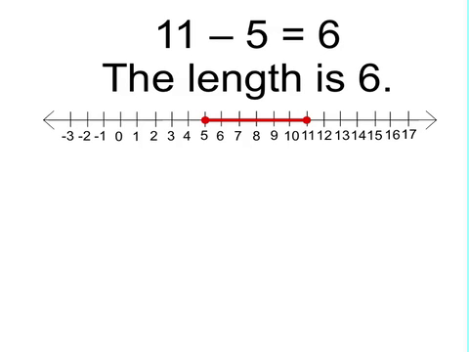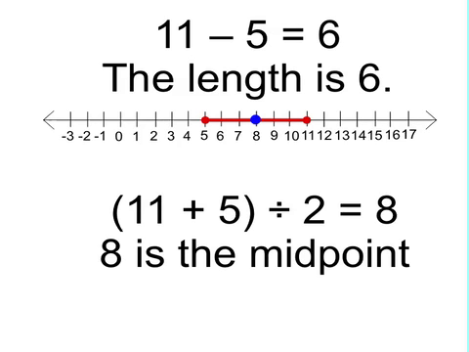Or you could just count it out, starting at 5 and counting 1, 2, 3, 4, 5, 6, and you'll land on 11. That's another way to find the length. To find the midpoint, we find the mean of the two endpoints, or the average if you like. In this case, it's 11 plus 5, which is 16, and 16 divided by 2 is 8. So the midpoint is 8.